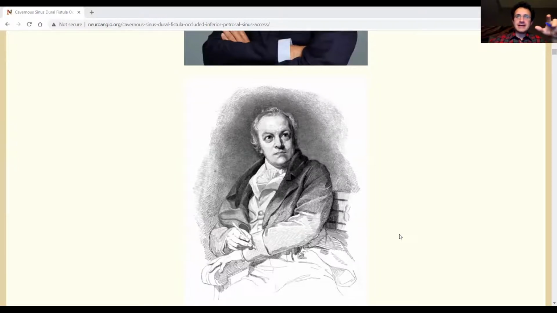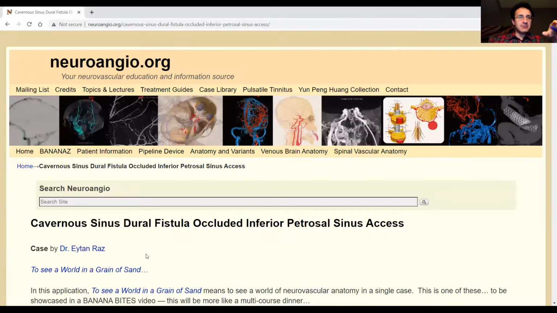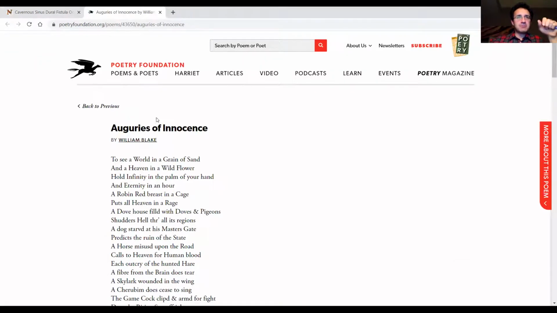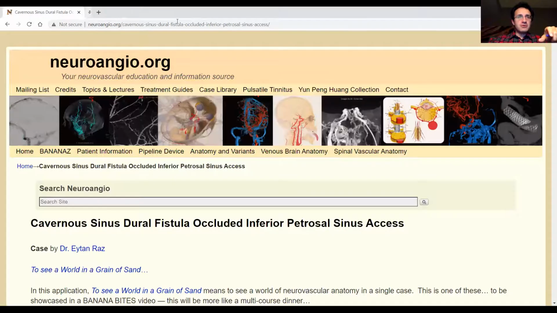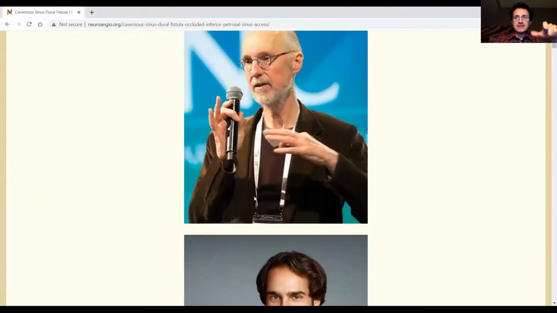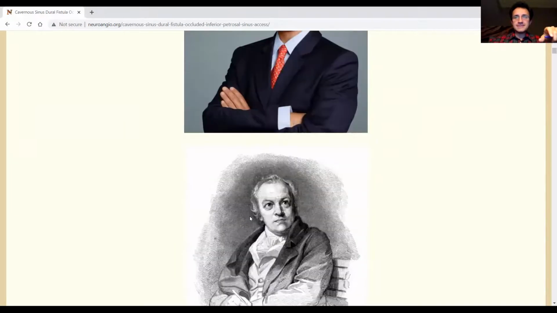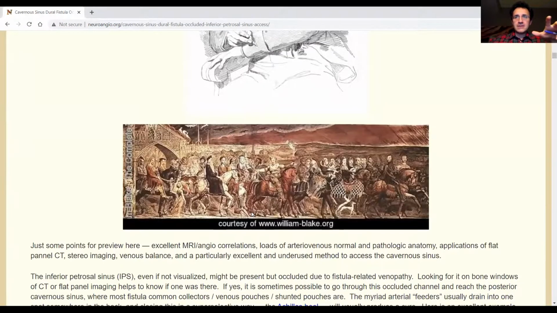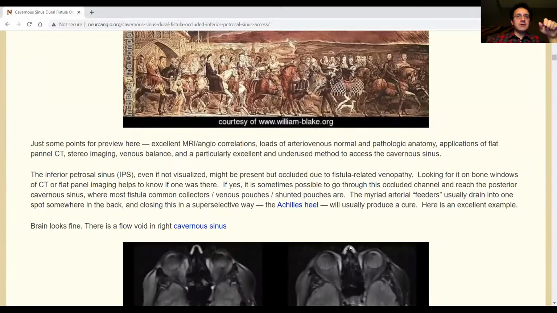Now, William Blake, if you are not familiar, you can go back up here and read some of his poetry. Please do, it's beautiful. And as many people of his age were, he wasn't just a poet, he was also an artist. A lot of his art has some biblical motifs. This is one of his works that has to do with Chaucer's Canterbury Tales. Anyway, so here we go.